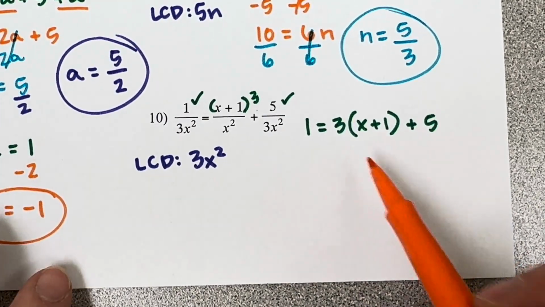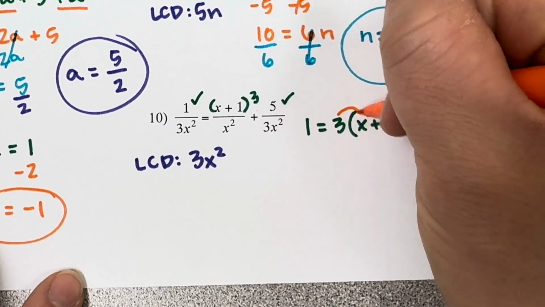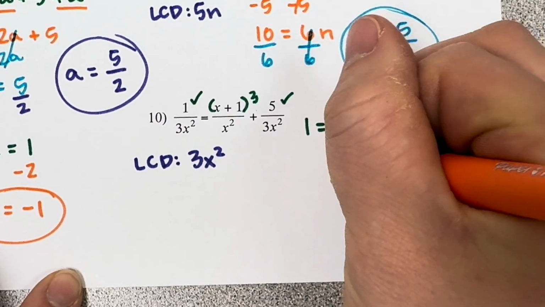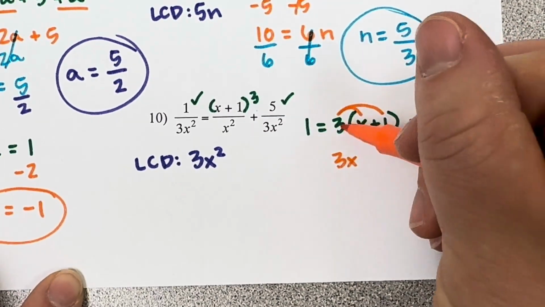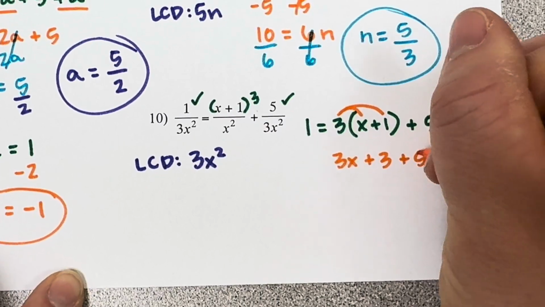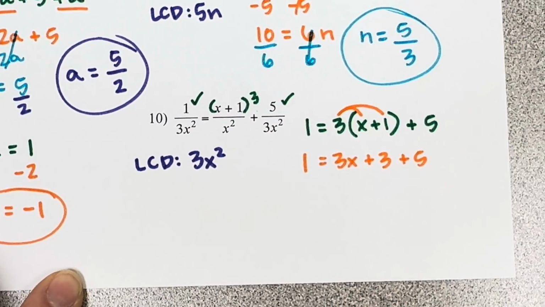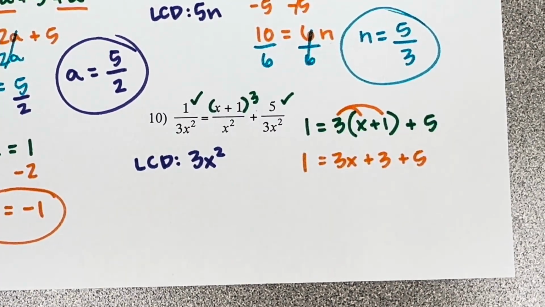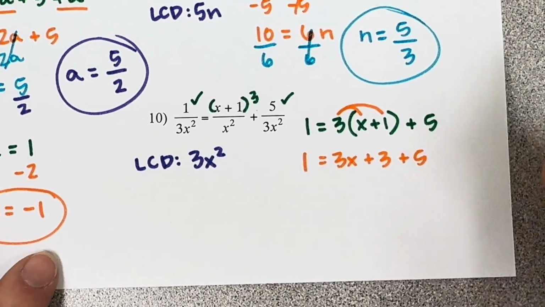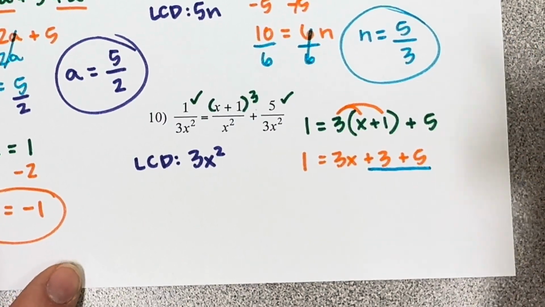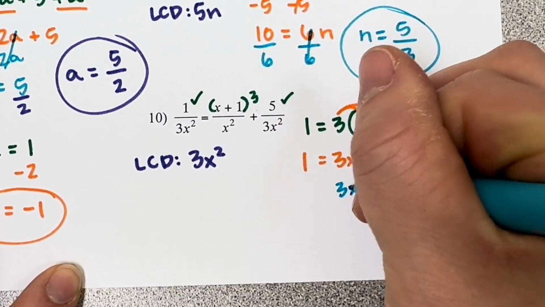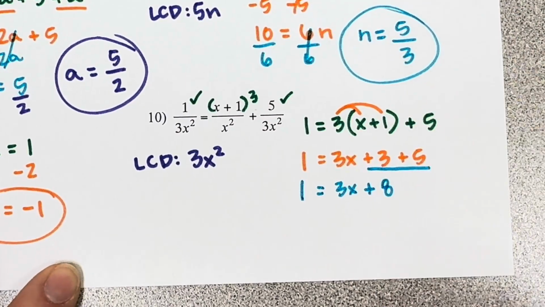Okay, whenever we're solving an equation and we see these parentheses, we must take care of those first. We got to distribute. So 3 times x, 3x, 3 times 1, 3. Bring down your 5. Bring down your equals 1. Awesome. Okay, looking at this side, there's a couple like terms that I'm going to combine just to make them one number. 3 plus 5 is 8. So now I have 3x plus 8 equals 1.